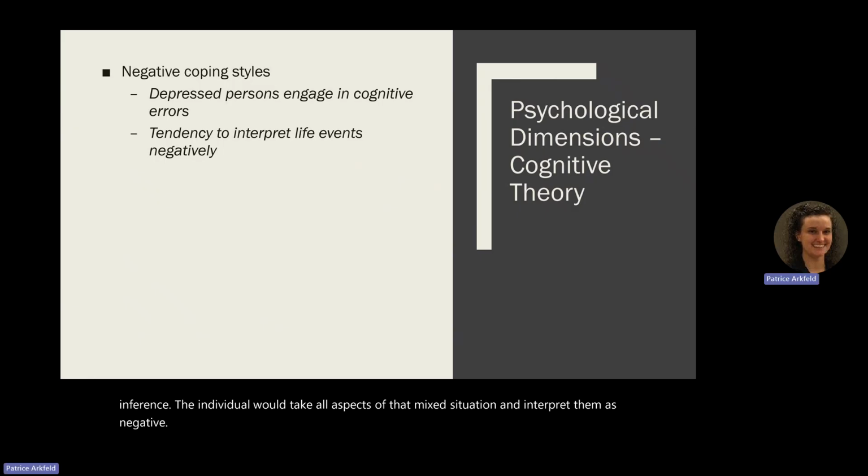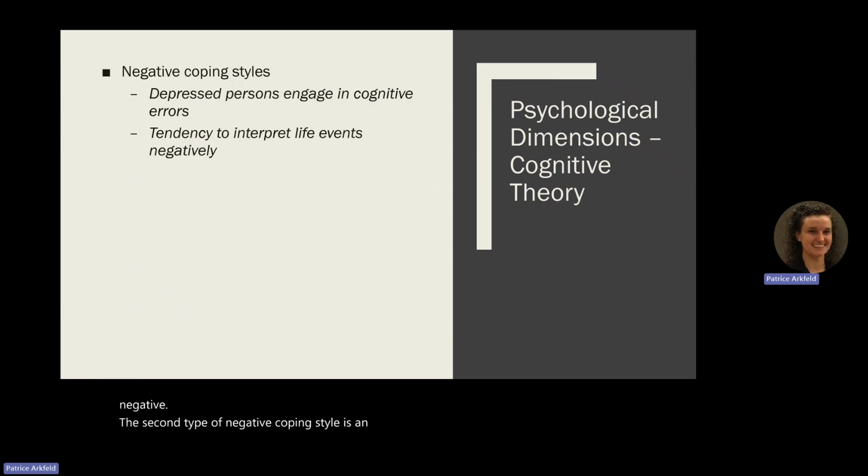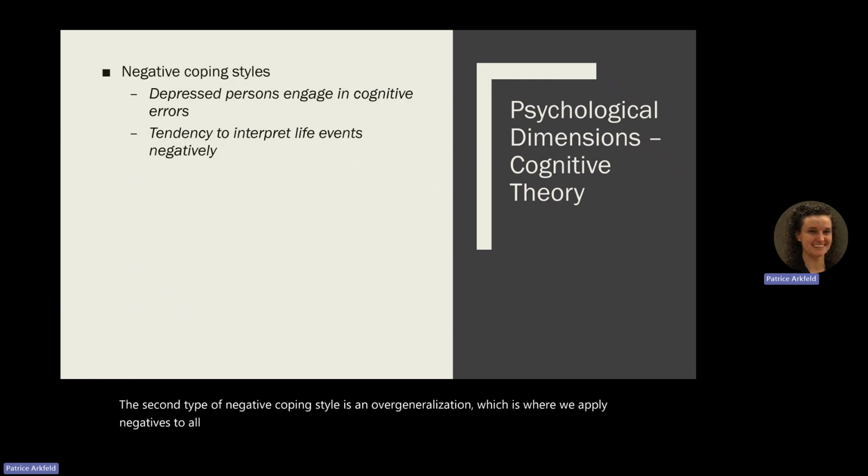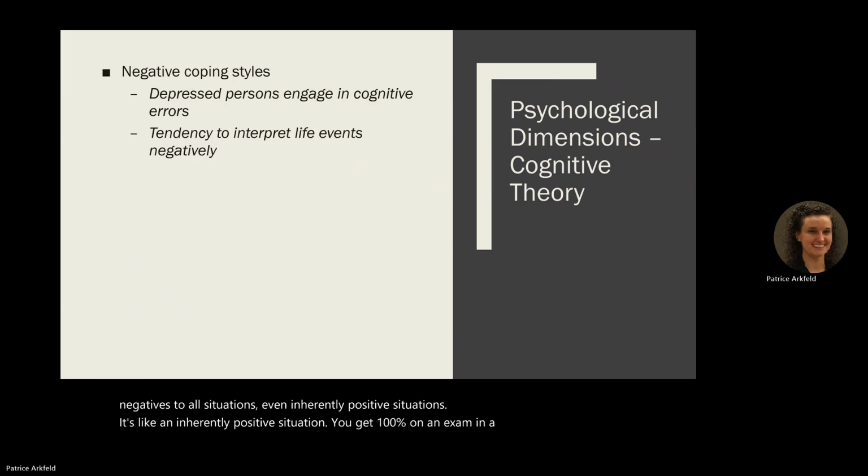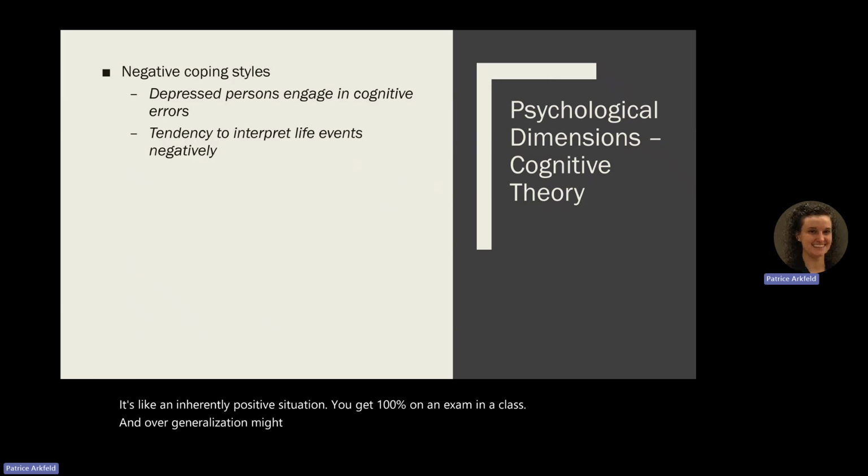The second type of negative coping style is an overgeneralization, which is where we apply negatives to all situations, even inherently positive situations. It's like an inherently positive situation. You get 100% on an exam in a class. An overgeneralization might be, yeah, but I'm going to fail all the rest of them, so I'm still going to fail the class. That would be an overgeneralization where we're applying negative coping styles or negative cognitive schemas to all situations, even if they are inherently positive.